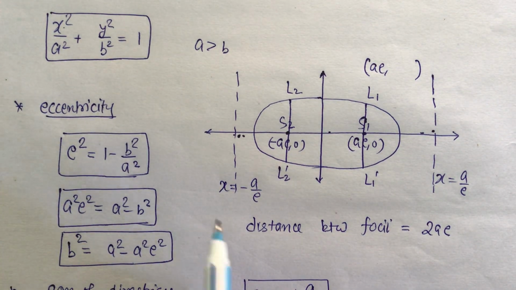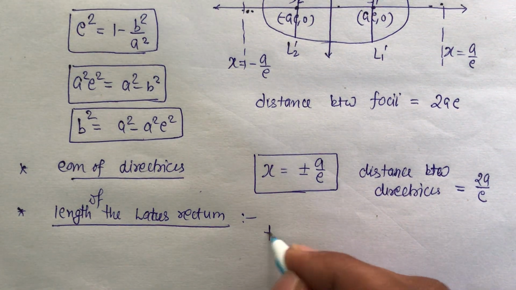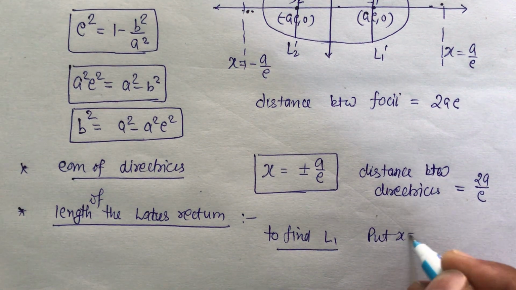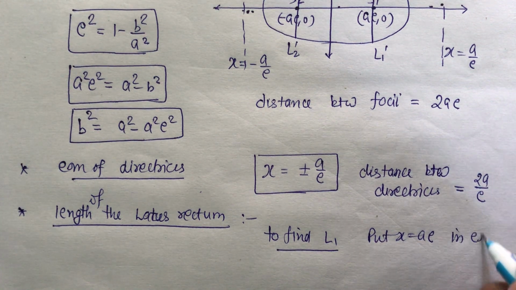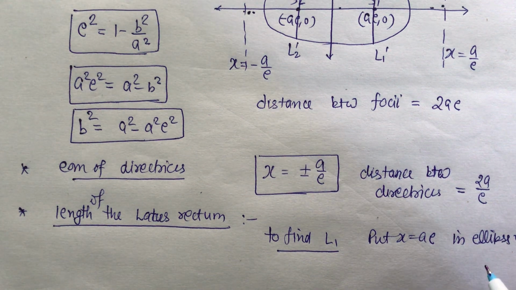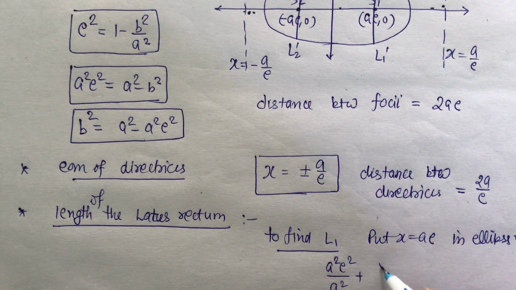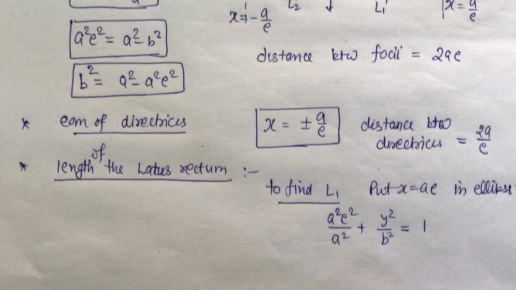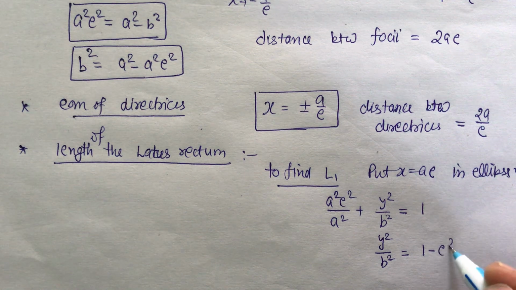So basically it is coming out to be, let me write down, to find L1, put x equals AE. If you put x equals AE in the ellipse equation, you'll be getting a square e square upon a square plus y square upon b square is equal to 1. So from here, y square upon b square is 1 minus e square.